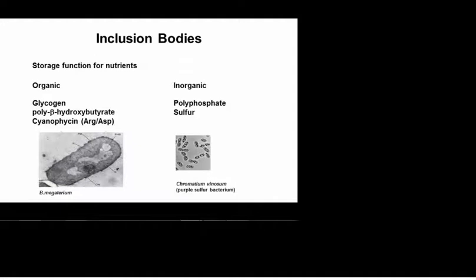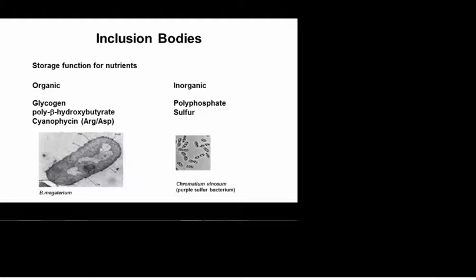Okay, just a few things to finish up on structures. So now we're going to the inside of the bacterium, which I have to say is rather less interesting than the outside. So what can you find on the inside of a bacterium? Inclusion bodies. These are just structures for storing nutrients.